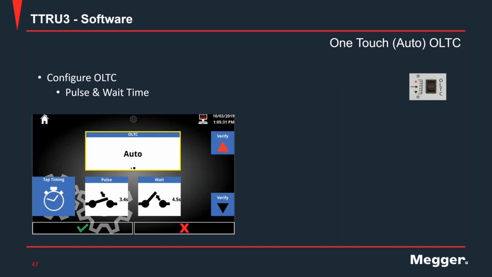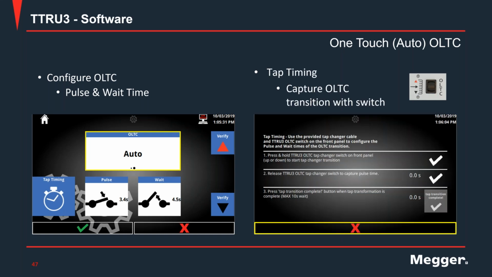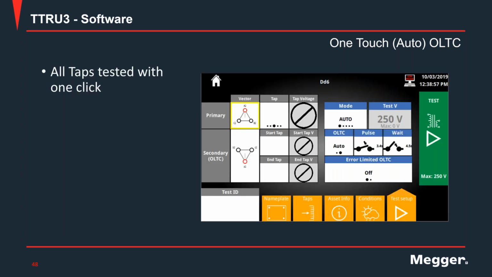But if you see, I have another big button on the left that says tap timing. So you can use the switch to make the instrument learn the timing of the tap changer you're testing. And once you have that timing configured, you go to your test plan and select OLTC as auto. So that means Onetouch testing.